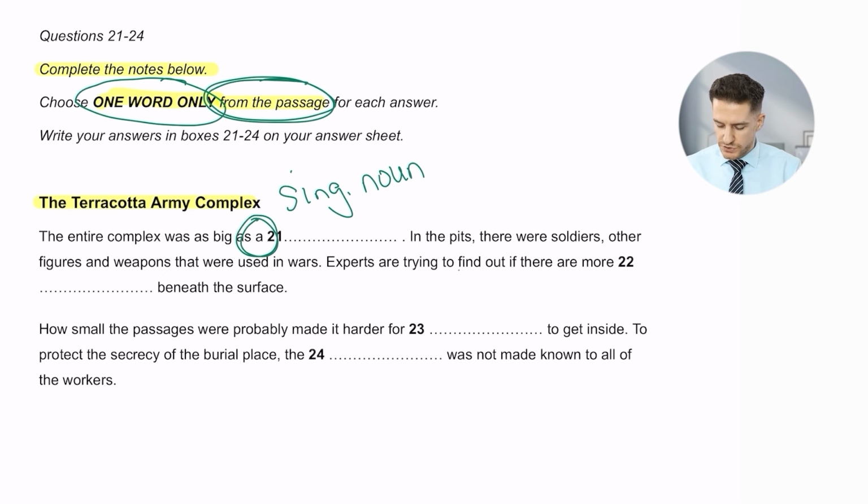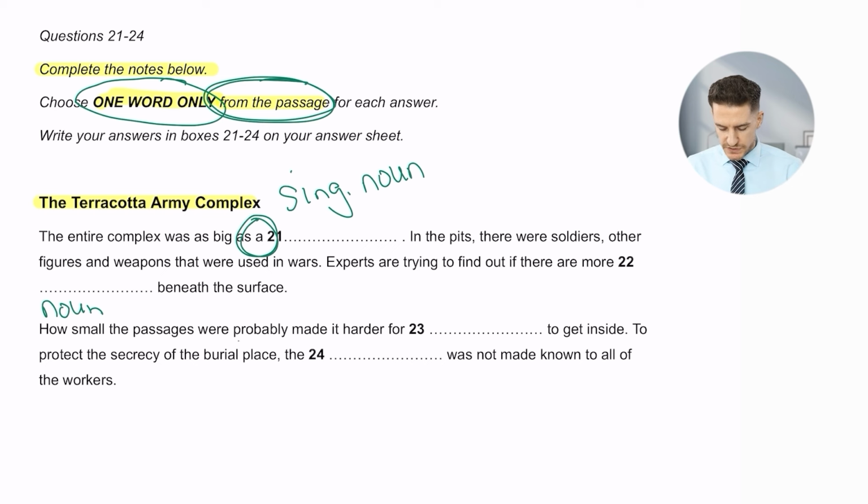The next one, experts are trying to find out if there are more something beneath the surface. So for this one here, it's probably a noun as well. And if you're not sure, try to put a specific type of word in there and see if it fits. So let's pretend we put the word eat in there. That's a verb, but if we read that, it doesn't make sense. If there are more eat, well, that doesn't make sense. But if we put a noun in there, maybe something like cats, there are more cats beneath the surface, well, that makes sense. So we know that the answer for this one is a noun, and it's probably a plural noun. So let's move on now to question 23.